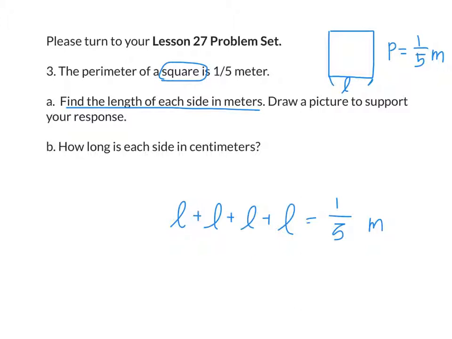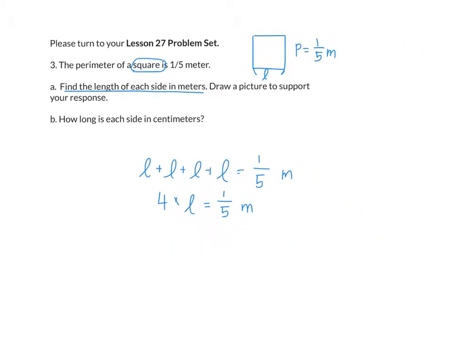Yes? Okay. What do we know about repeated addition? It's the same thing as? So instead of writing L plus L plus L plus L equals 1/5 of a meter, how could I write that as a multiplication equation if repeated addition is the same thing as multiplication? Samarth? 4 times L equals 1/5. Yeah, 4 times L equals 1/5 of a meter. I agree. If we know that 4 copies of L is 1/5 of a meter, how can I find out what 1 copy of L is worth?